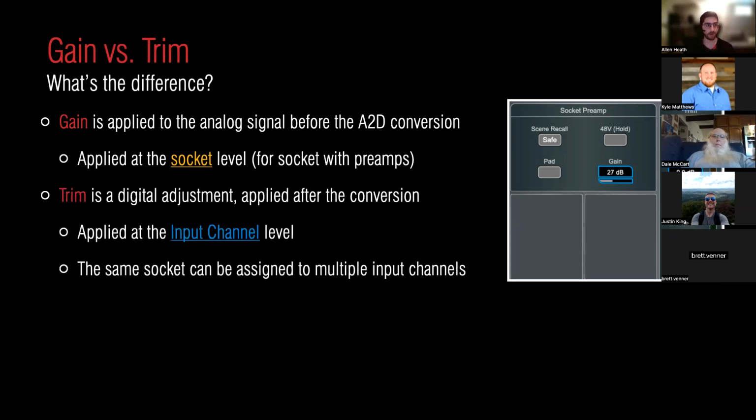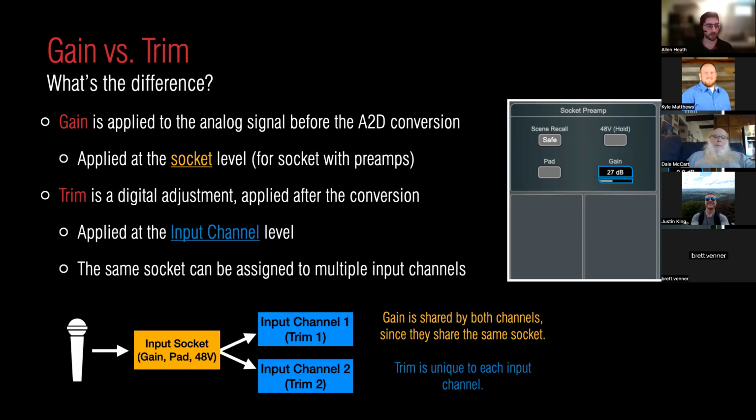So trim, on the other hand, that's a digital adjustment. So it's after the signal is already converted to digital and it's processed by the digital engine. It's similar to gain in the sense that you're boosting or reducing the level of the signal by a certain amount of decibels, but it's applied to a digital signal rather than the analog signal. And it's also important to note that this is applied at the input channel level, not at the socket level. And the reason that's important to note is because the same socket can be assigned to multiple input channels.